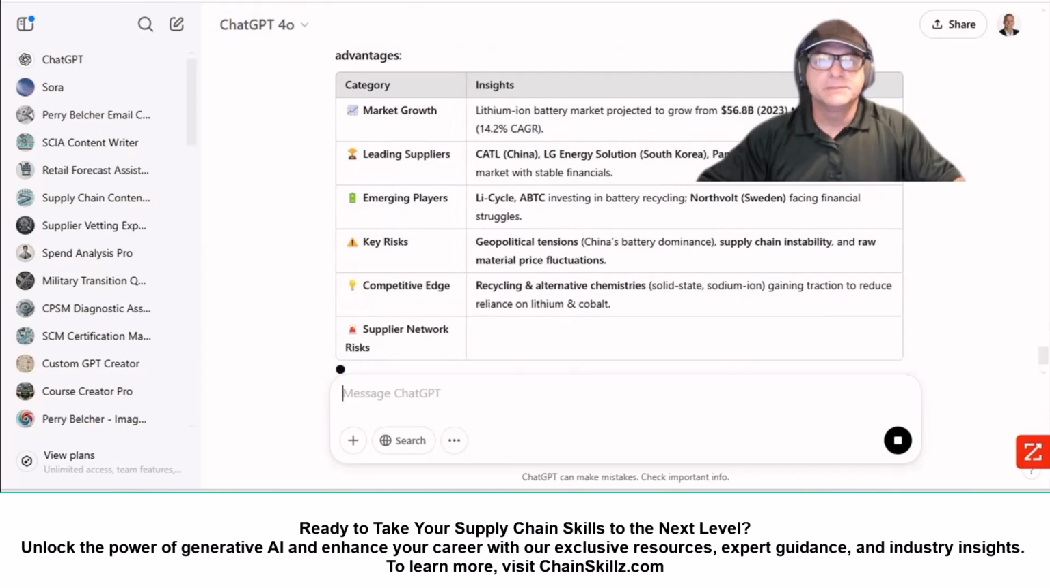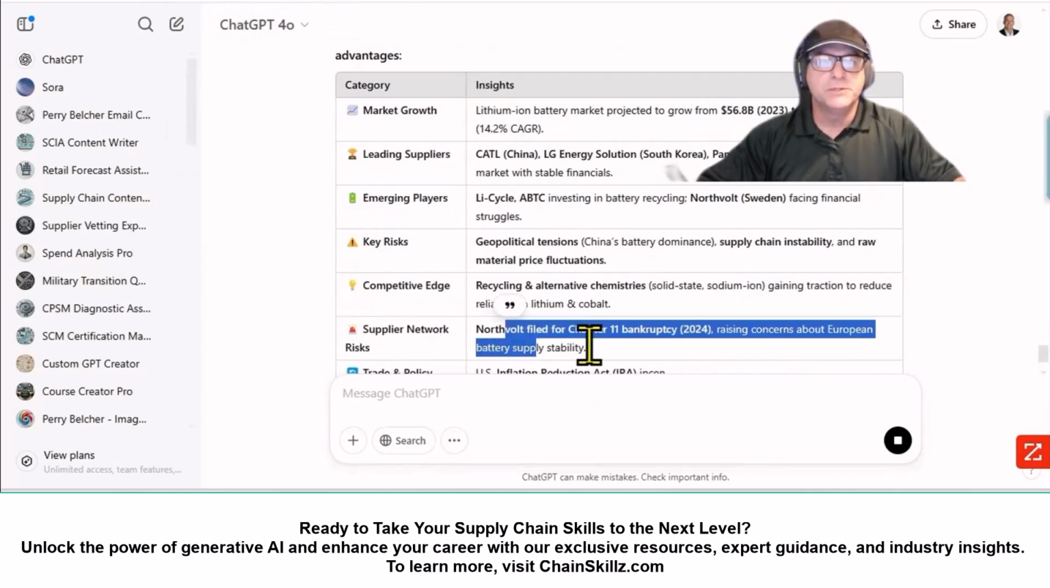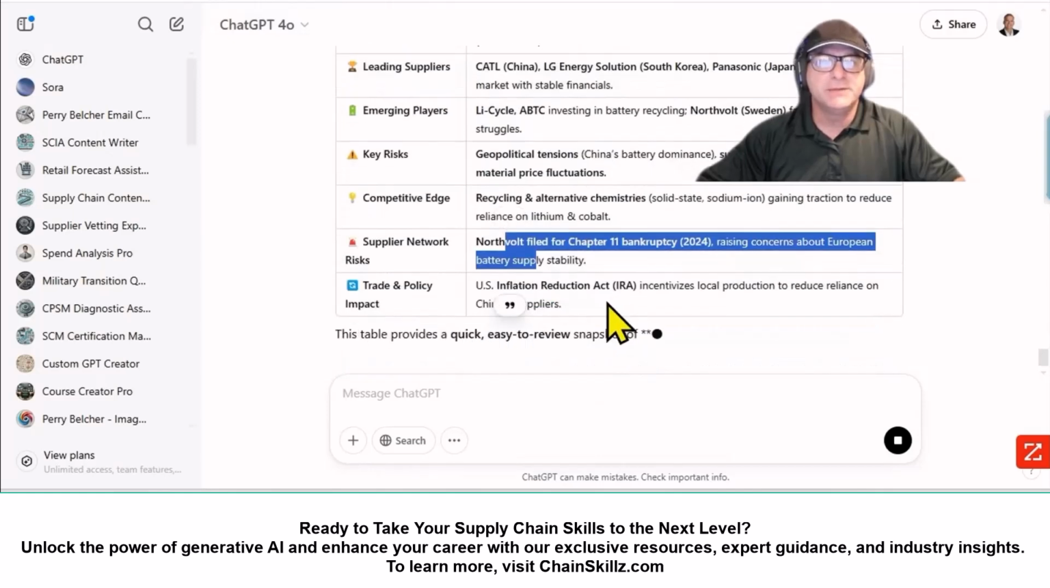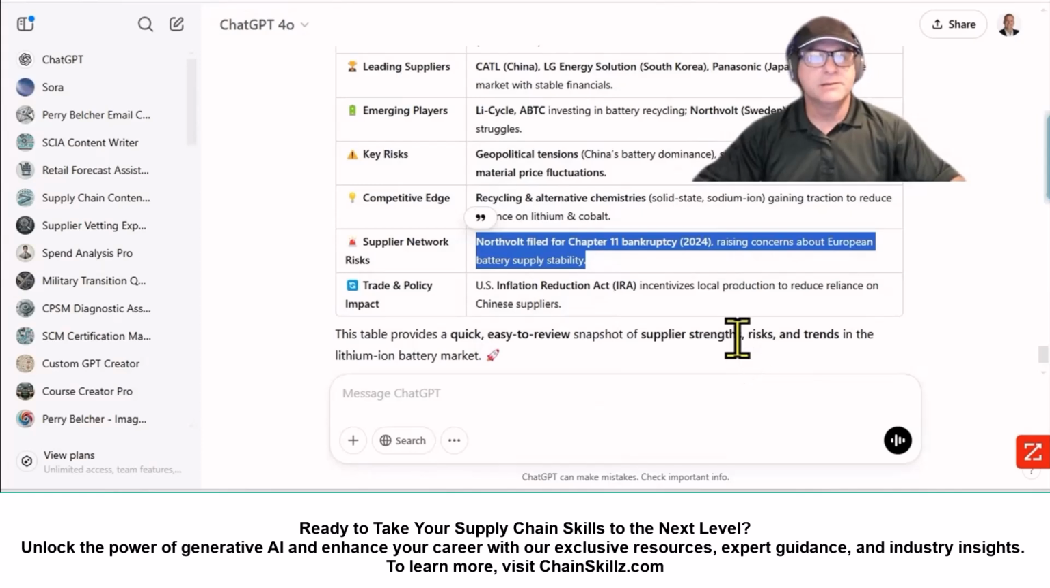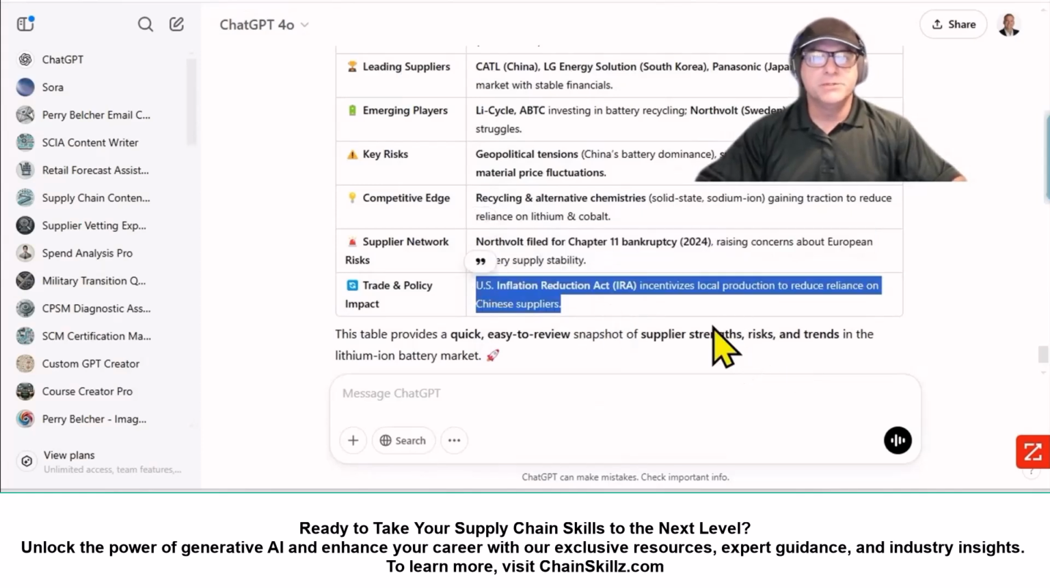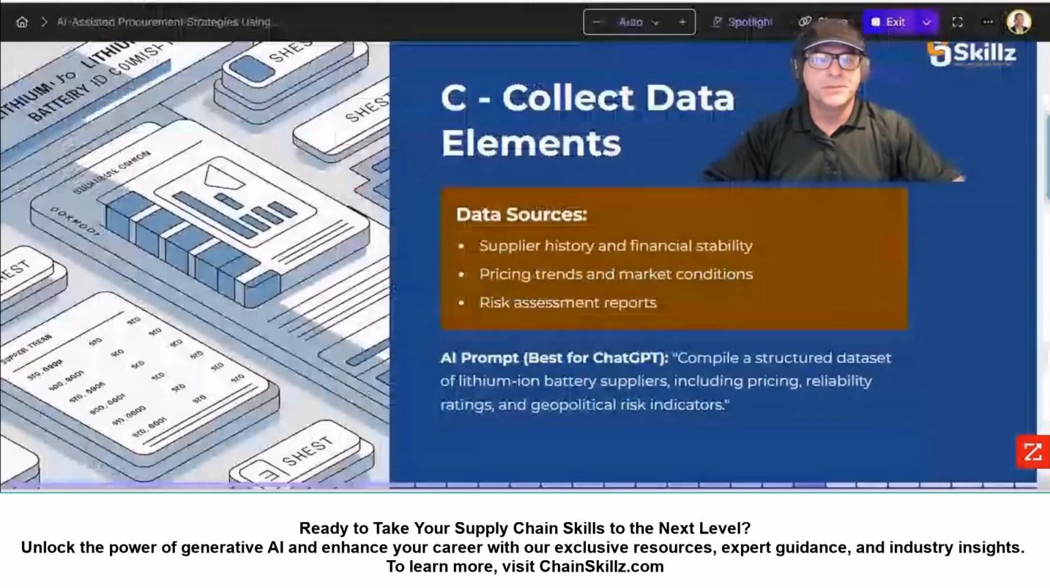That works there. We're going through that process. Oh, this was interesting. Northvolt, Charlotte, Chapter 11. So that would be a key insight right there. Another one would be here. Reducing reliance on Chinese suppliers, which we know is going to drive the cost up a little bit more. Okay.